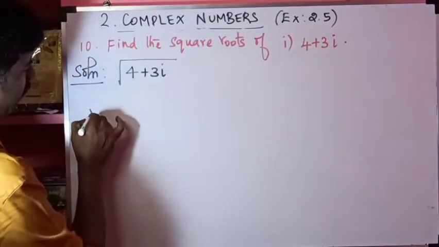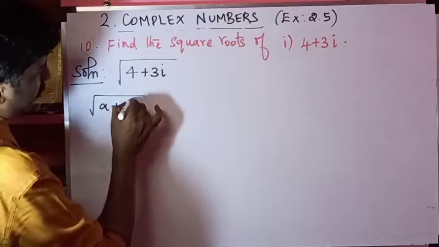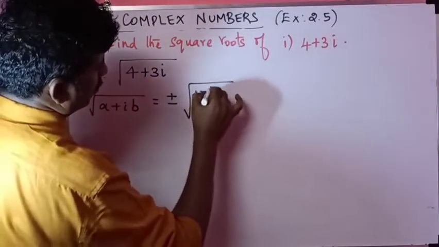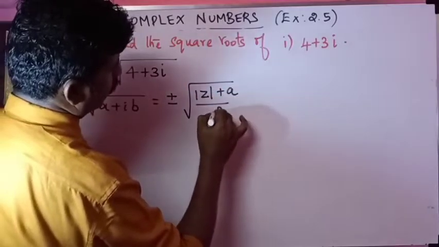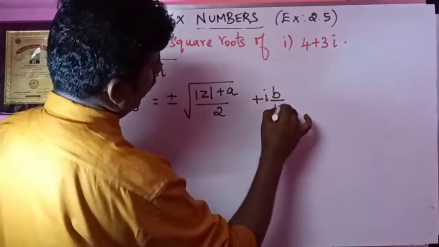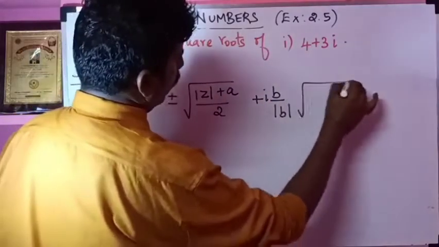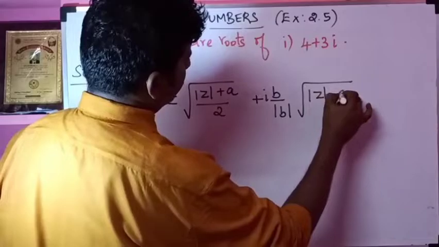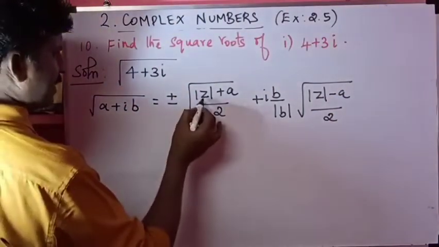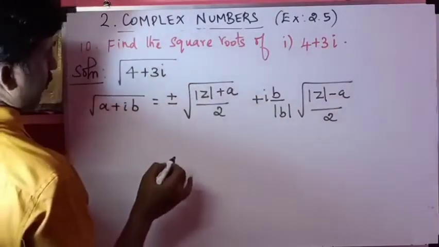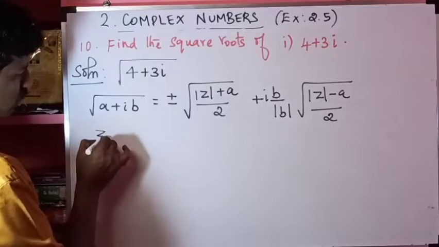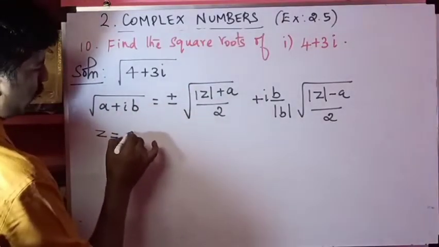So what is the formula here? The root of a plus ib is equal to plus or minus root of modulus z plus a by 2, plus i into b by modulus b into root of modulus z minus a by 2. This is the formula. So நமக்கு இப்போ z தெரியணும், a தெரியணும், b தெரியணும். I mean the modulus z, right? So the z is equal to what? What is given here? The 4 plus 3i.